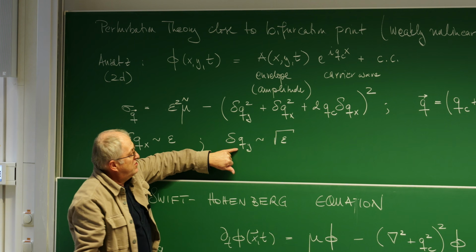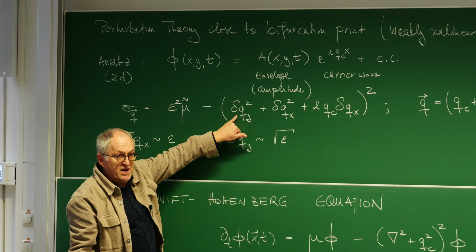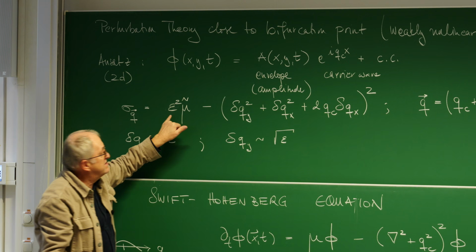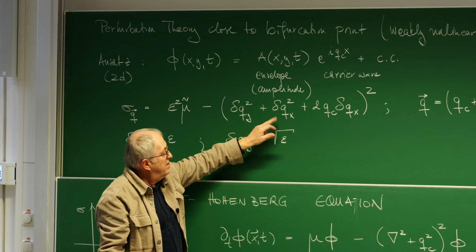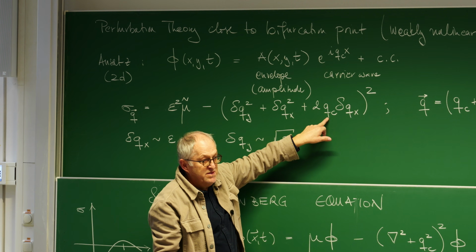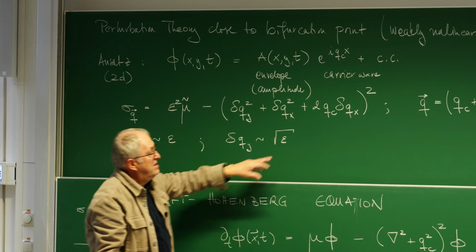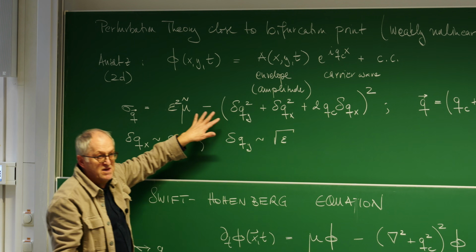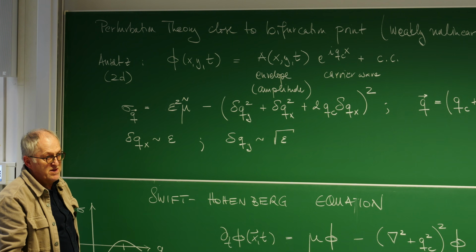If you take the delta Qy proportional to square root of epsilon, this is epsilon squared. So that term scales like this one. Here, this is delta Qx, but the dominant term is this one. Qc is of order 1. Delta Qx is of order epsilon. When you square it, it's of order epsilon squared. So all the terms that you have here are, to leading order, of order epsilon squared.